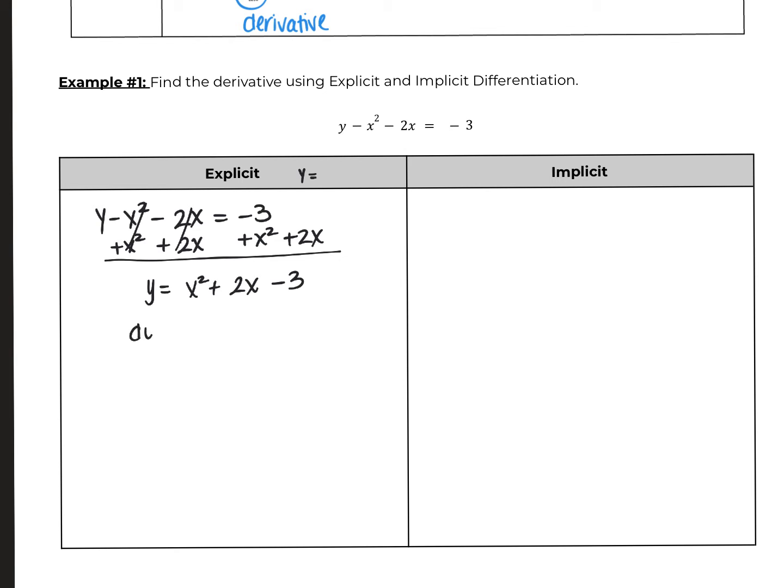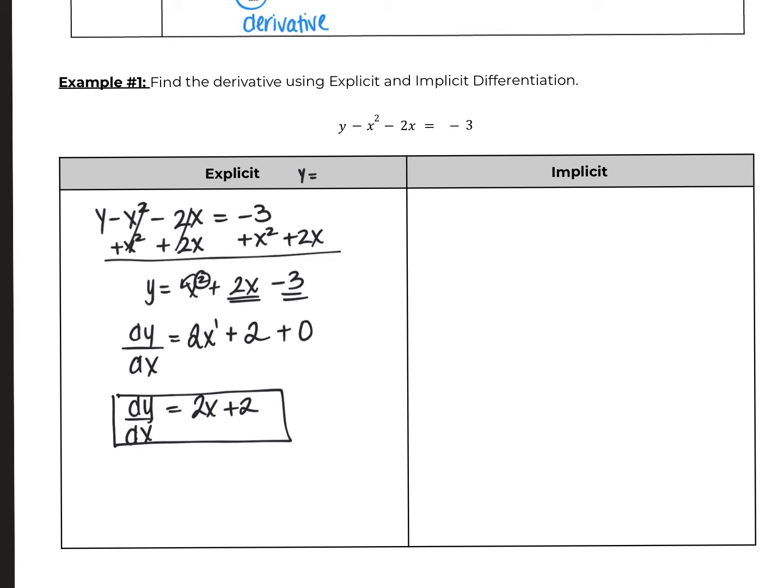So if I want to find dy over dx, or the derivative, I'm going to take the derivative of all of these pieces with respect to x. So power rule, take the 2, drop it in front, keep the base, and subtract the power by 1. And the derivative of 2x is just 2. Derivative of a constant is 0. So to simplify, my dy over dx is just going to be 2x plus 2.